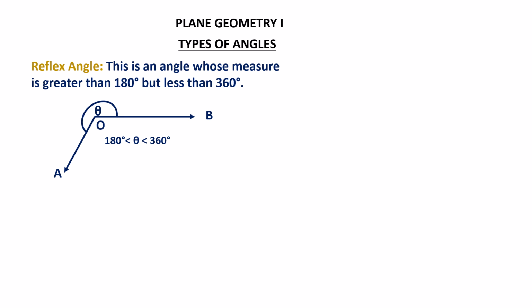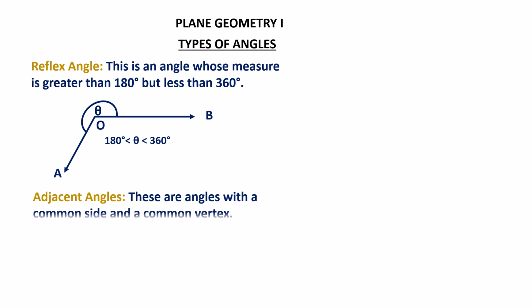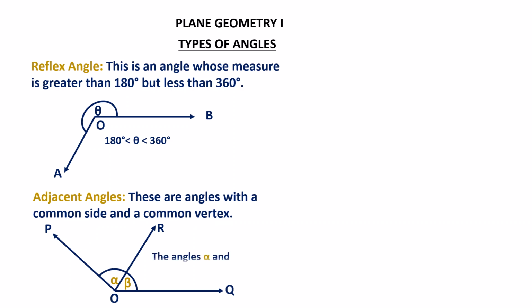The next angle we want to look at is called adjacent angles. Adjacent angles are angles that have a common side and a common vertex. So as you can see in the diagram, the angles alpha and beta are adjacent because they both have the same arm, which is OR, and they are both from the same vertex O. So therefore, alpha and beta are adjacent angles.